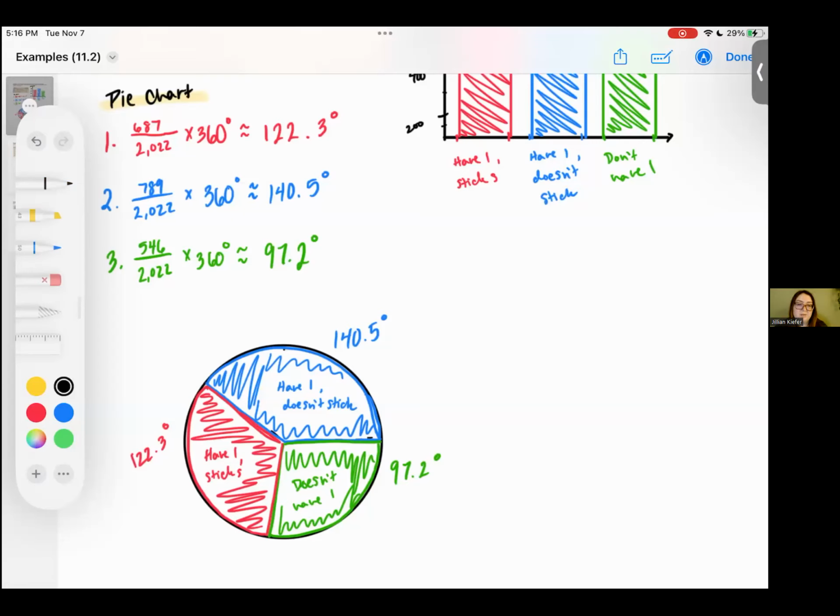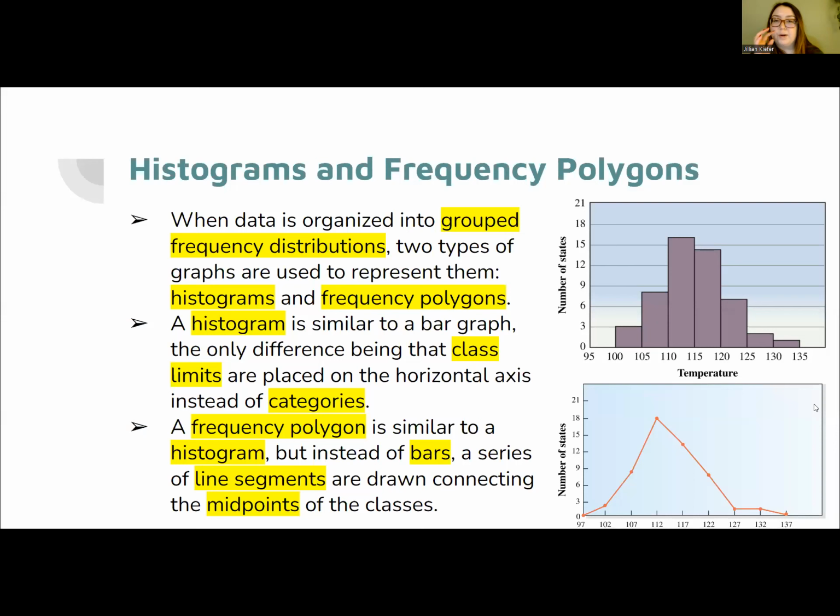All right, that wraps up this example. Let's go back over to our lecture. All right, so we just looked at pie charts and bar graphs.